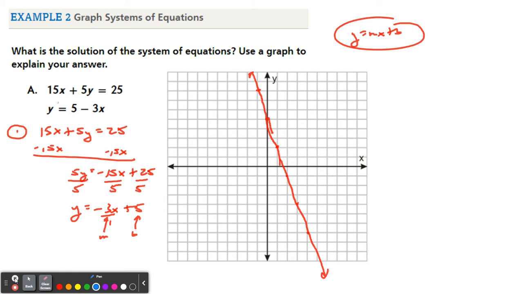Now for the second one, it is already solved for y, but notice that these two terms are backwards. The mx part should be first. Let's put the mx part first. So y equals negative 3x plus 5. Notice that the negative goes with the 3x. Now look at this equation compared to the first one. They're exactly the same. If I were to graph, I would go up 5 and count a slope of negative 3 over 1: down 3, right 1, up 3, left 1. They're exactly the same line.